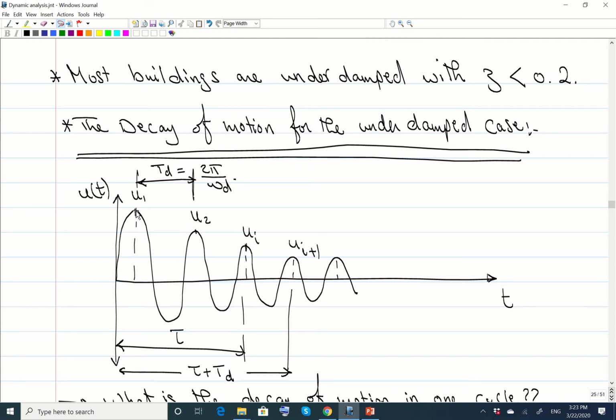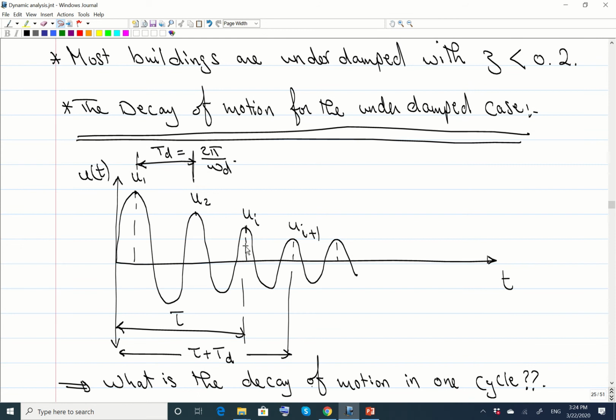Or you can measure the cycle from the peaks. From here you go like this, that's a complete cycle, and then you go like this, that's another cycle, and so on. Measuring the cycle from the peak, this is the first peak, and then the second peak, and then the third, and so on. Let's say this is the peak number i, that happens at the time tau.